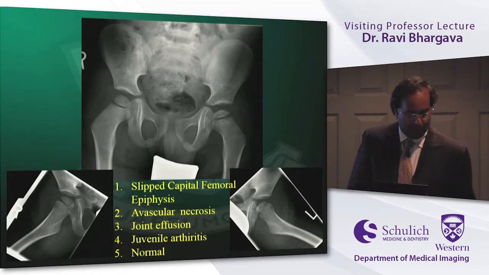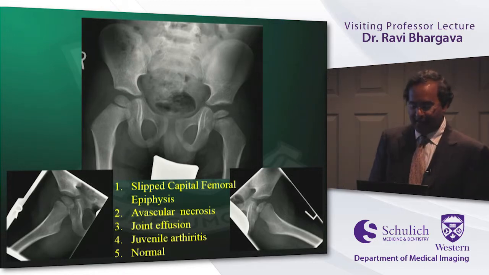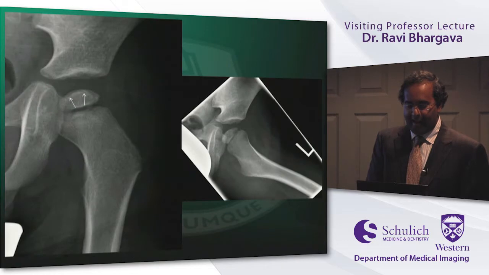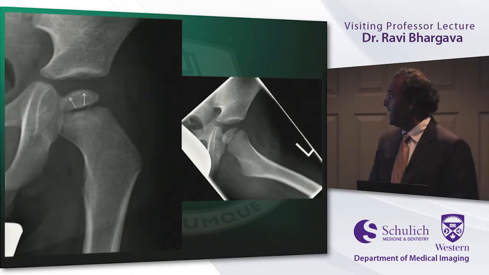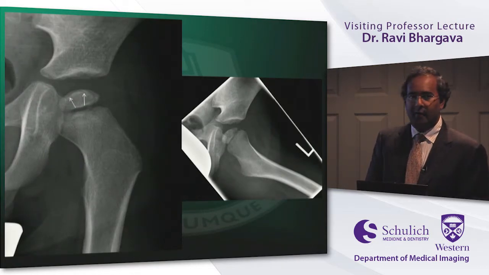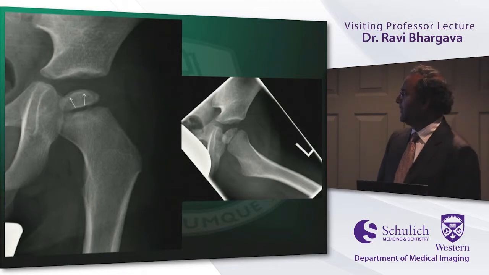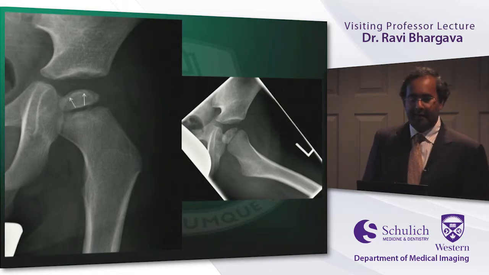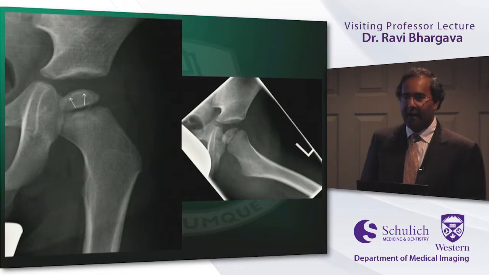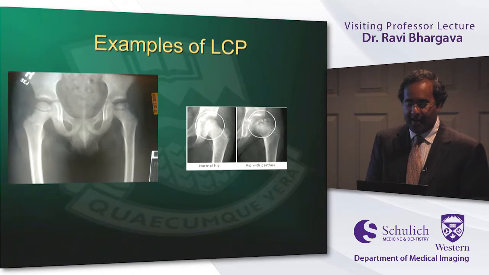So the most common correct answer was avascular necrosis. And here you can see on this blown up margin a little subcortical lucency in the left femoral head. On the oblique frog leg view, you can actually see some slight fragmentation of that left capital femoral epiphysis. And that is avascular necrosis.